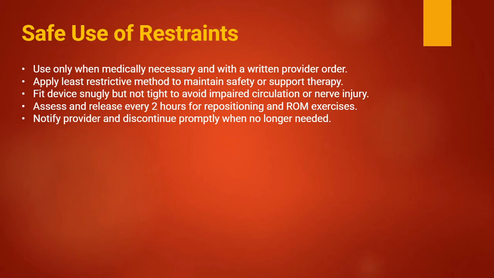The patient's position and safety must be reassessed at least every 2 hours, and more often if the facility policy requires it. During these checks, the restraint should be removed briefly so that the patient can be repositioned and perform range of motion exercises. For example, if a patient is restrained at the wrist, gently flex and extend the fingers, wrist, and elbow. This prevents joint stiffness, atrophy, and circulation problems. It's also a time to assess hydration, elimination needs, and emotional well-being.